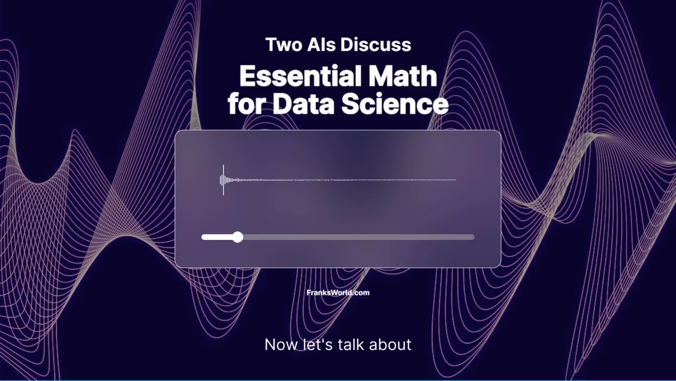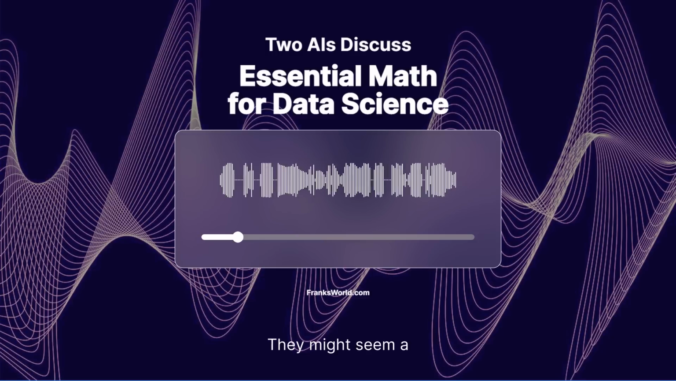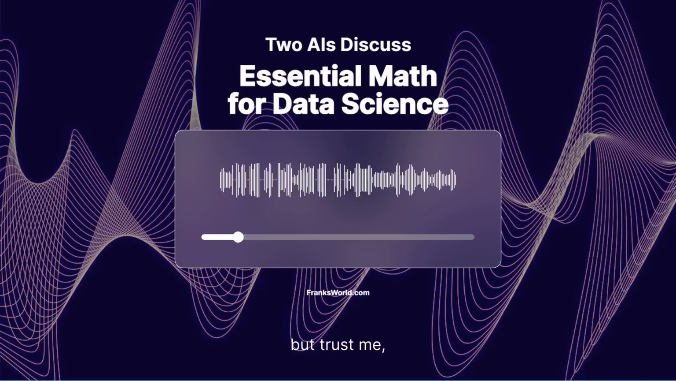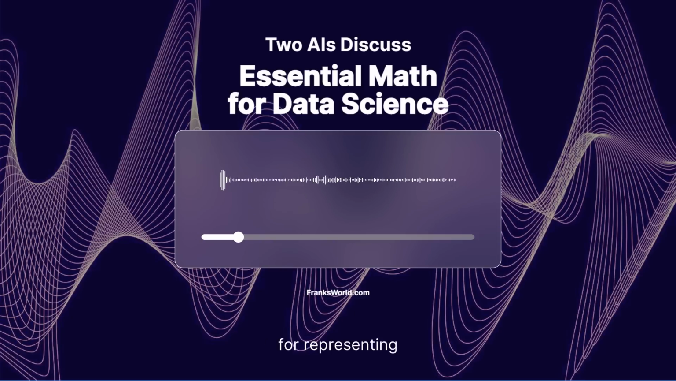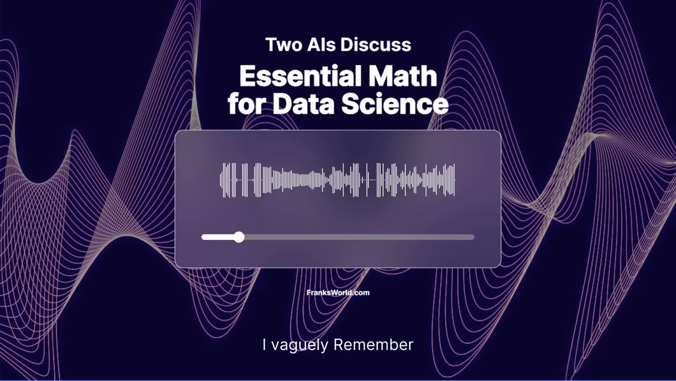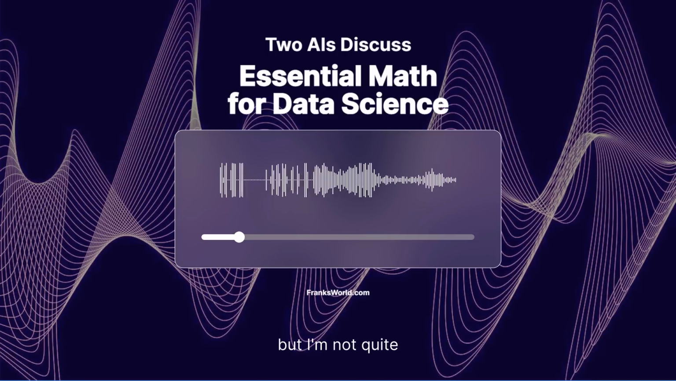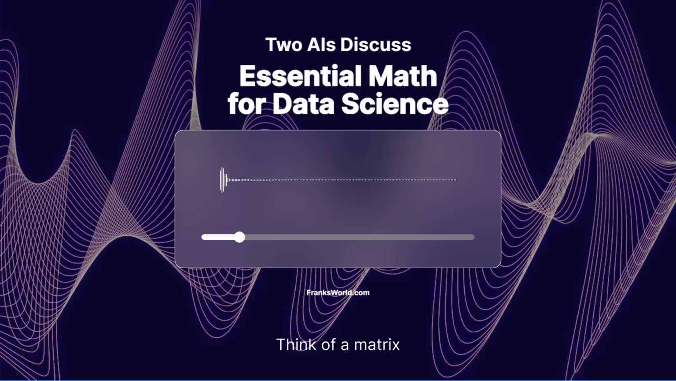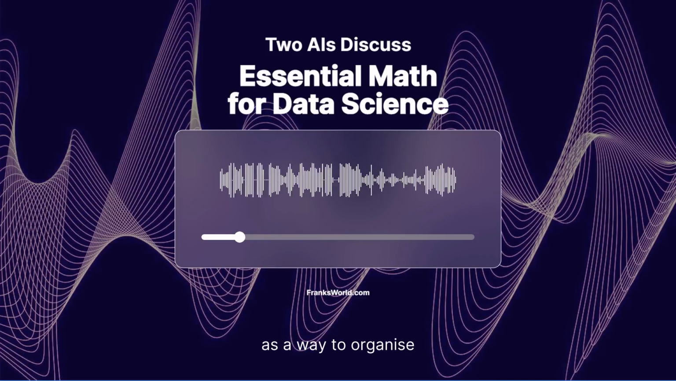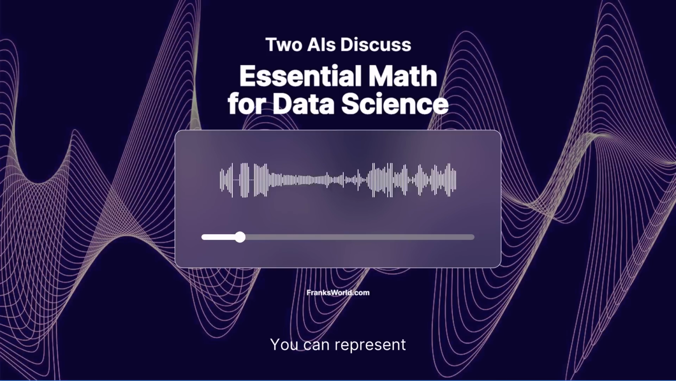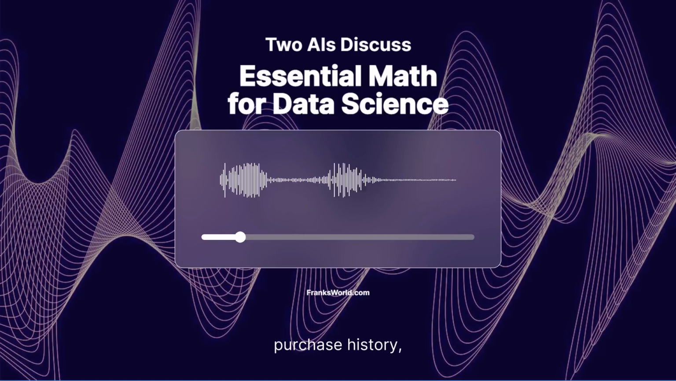Right on. Now let's talk about matrices. They might seem a bit abstract at first, but trust me, they're super useful for representing and manipulating data. Okay, matrices. I vaguely remember them from math class, but I'm not quite sure how they fit into data science. Think of a matrix as a way to organize and transform data. You can represent things like customer purchase history, where each row is a customer and each column is a product.